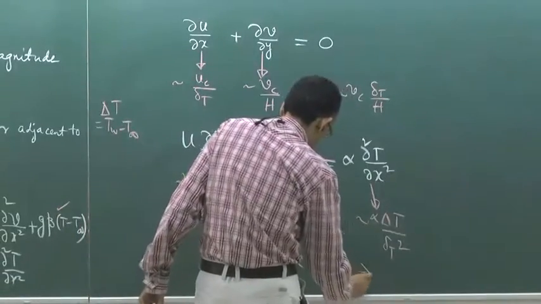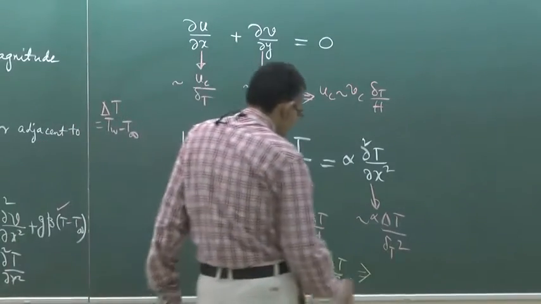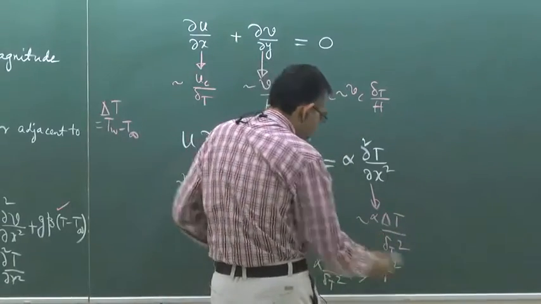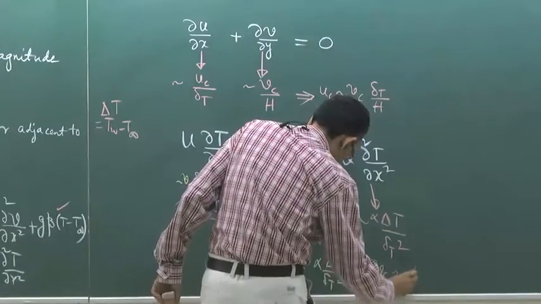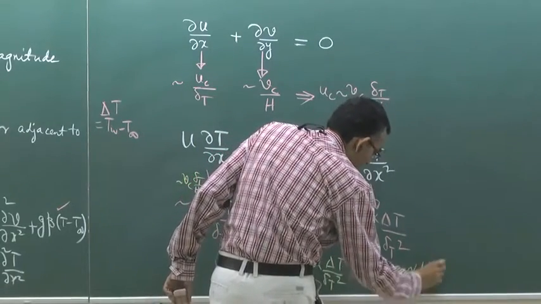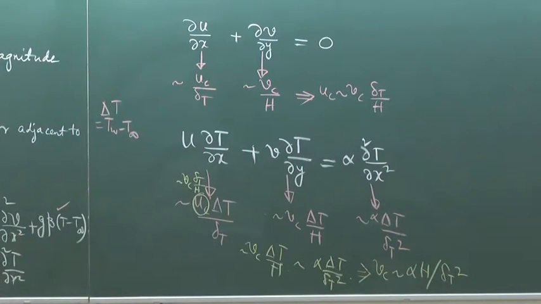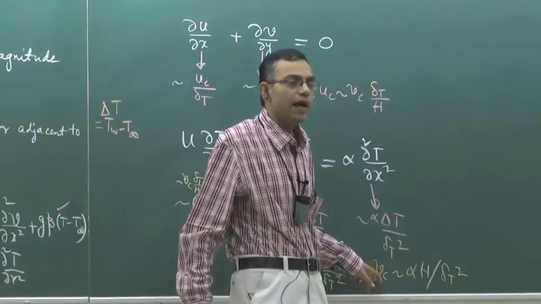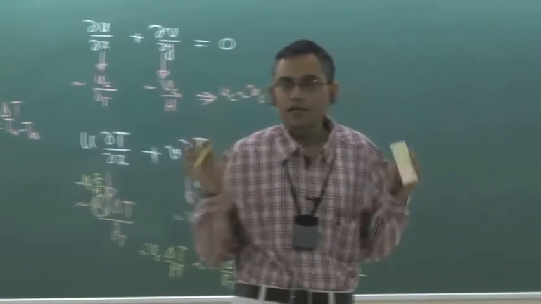So, delta t square, or you can write Vc is of the order of alpha h by delta t square. See, why we have come up with an expression for Vc is because this is what is our matter of interest, that is, see, try to understand it practically.